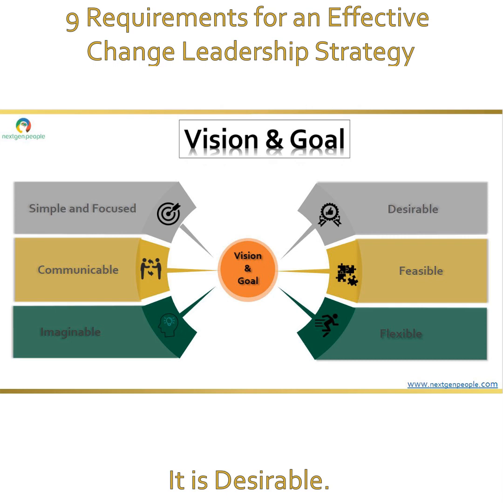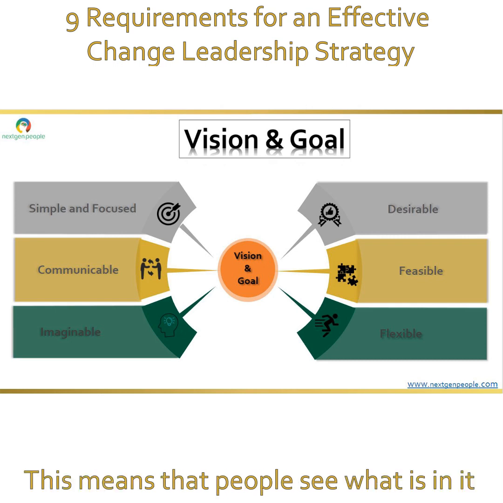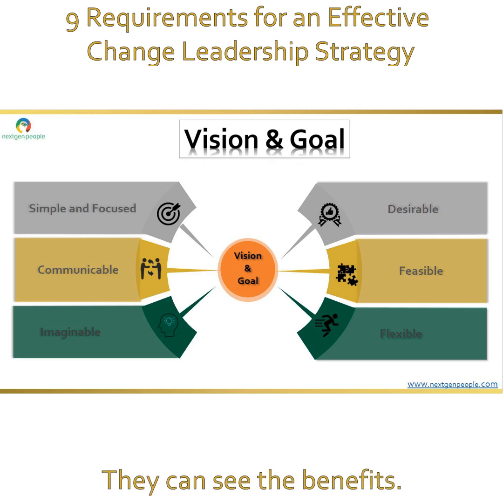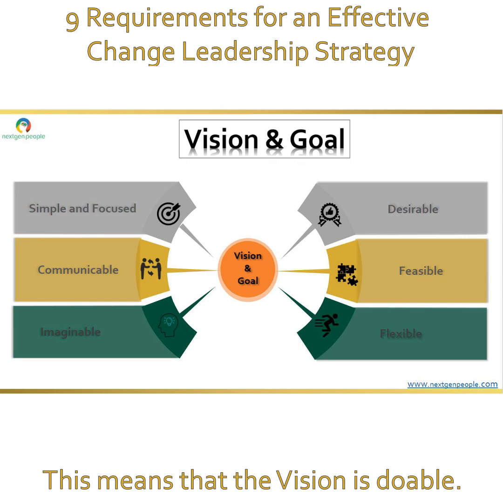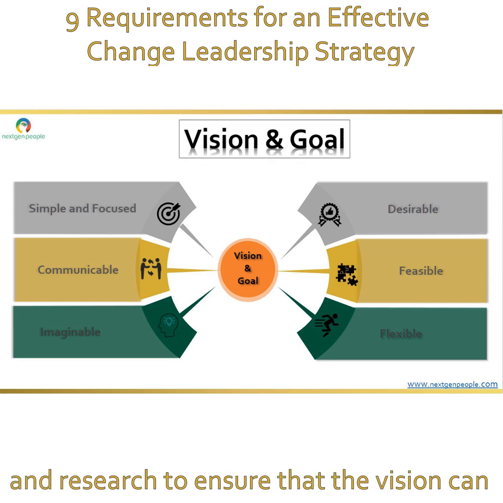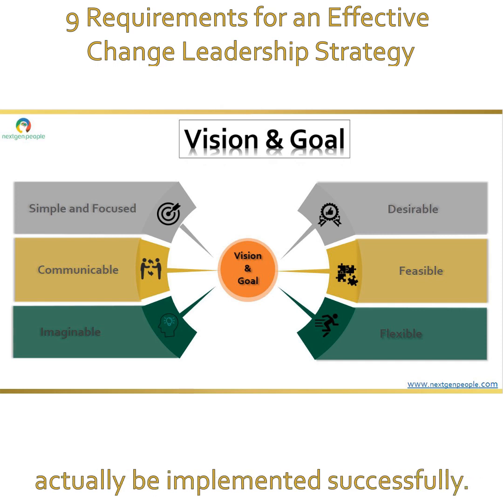And it is desirable. That means that people see what's in it for the organization. And hopefully they see what's in it for them. They can see the benefits. It is feasible. And that means that the vision is doable. So it's not just benefits that are tied to it, but they know you've done your due diligence, you've done your research to ensure that this vision can actually be implemented in a reasonable way successfully.